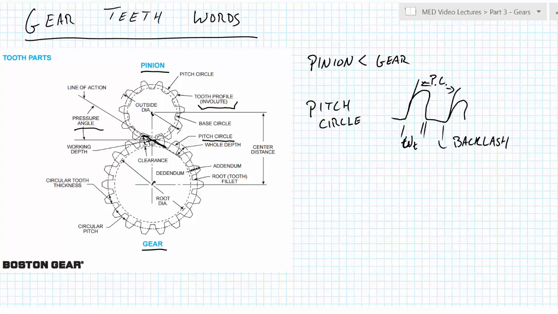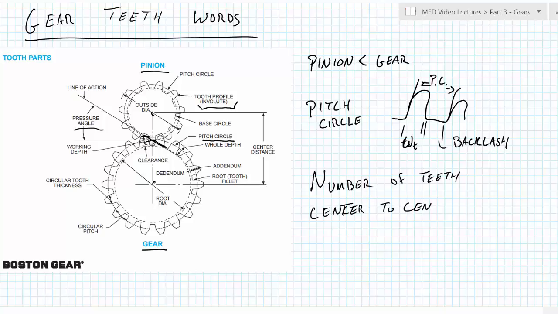So the design constraints that are going to be most interesting to us are the number of teeth on either the pinion or the gear, the center-to-center distance, and finally the pitch.